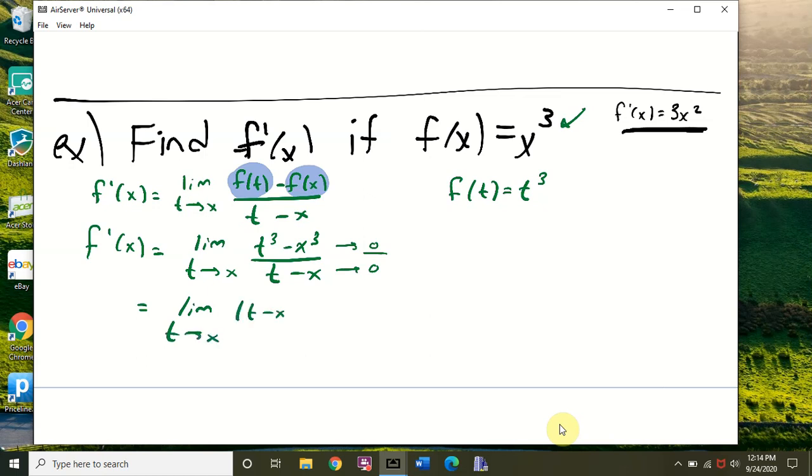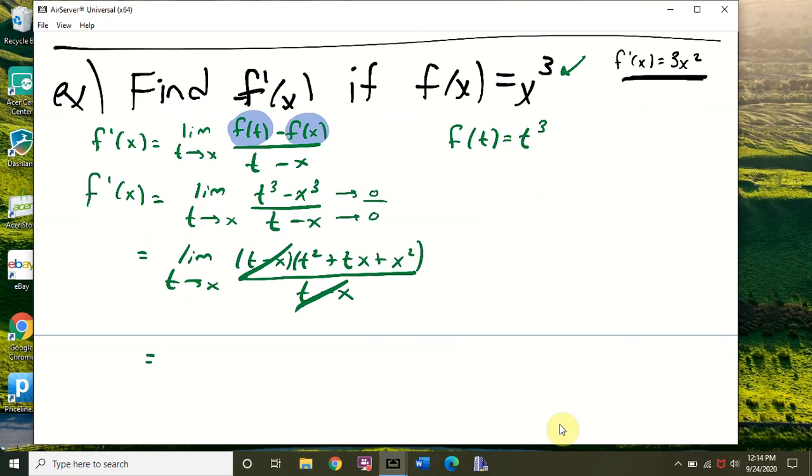And that would be t minus x, t squared plus t times x plus x squared, over, and now we can simplify this. And now I can evaluate the limit. So again, I'm replacing all the letter t's with the letter x here. And let's see what we get.